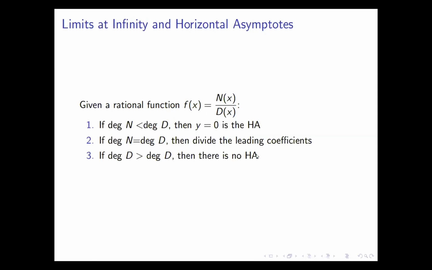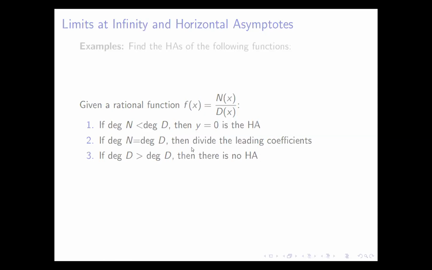Pwede rin walang horizontal asymptote in case 3. Sa case 3, that happens, okay? No horizontal asymptote when the degree of the numerator is greater. Typo error, okay? Paki-note yon. Now, if they have equal degrees, case 2 naman, you just divide the leading coefficients. Let's illustrate. Is there any question?